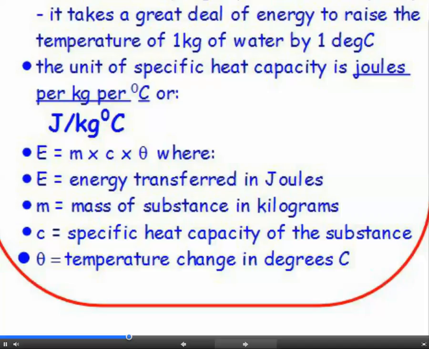So E is the energy transferred in joules, not kilojoules, joules. M is the mass of the substance in kilograms, not grams, kilograms. C is the specific heat capacity of the substance, and theta is the temperature change in degrees C.